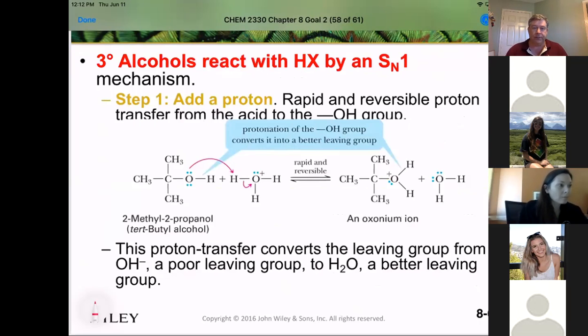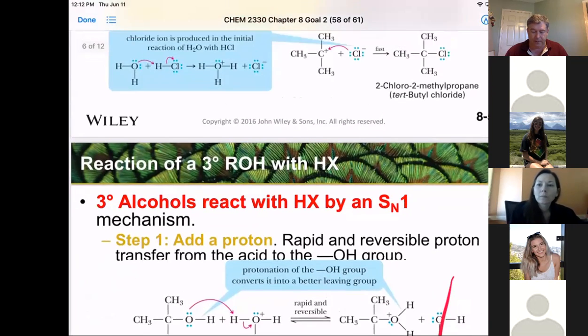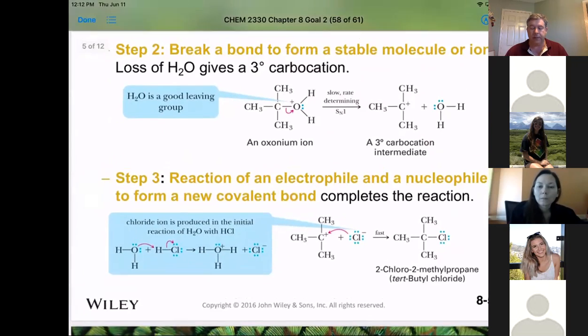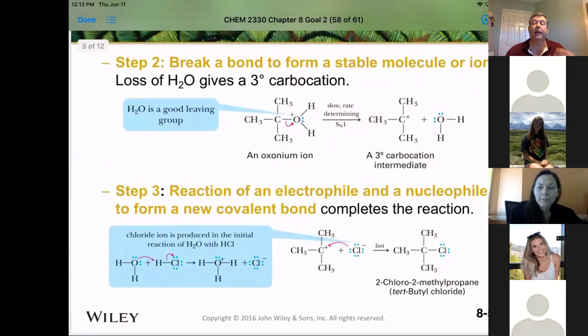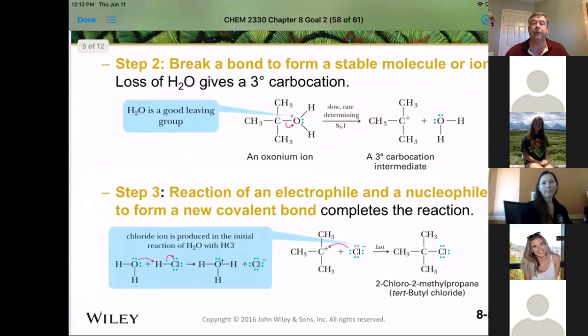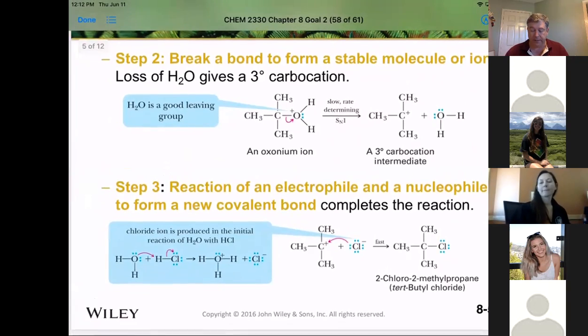So, there's the first step. So that's the first step. And then the second and third steps are what we'd expect for an SN1 reaction with that carbocation intermediate.